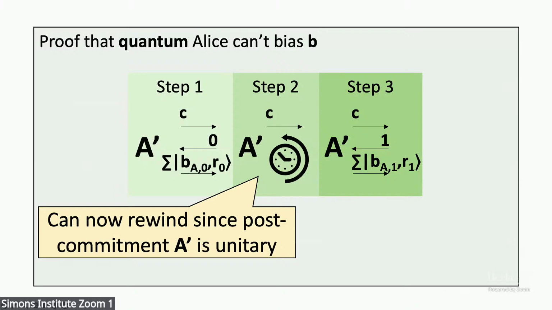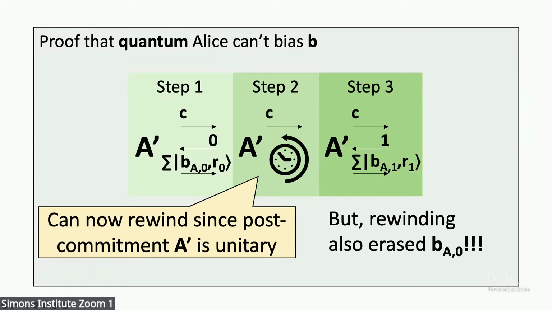And now the point is, we measure here to get C, but after C, we don't do any more measurements. Now we actually can rewind. Why? Remember that there's no measurements in A prime. So all A prime is now is a unitary, and unitaries are automatically reversible. So we can rewind A prime back to C, and then run them again.